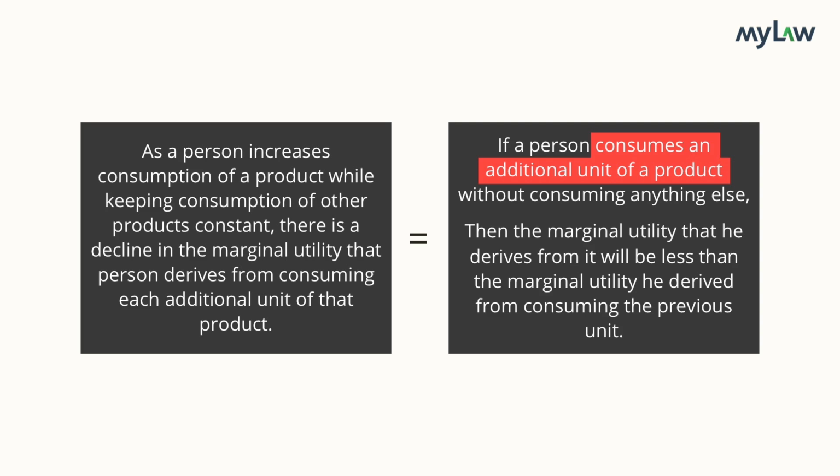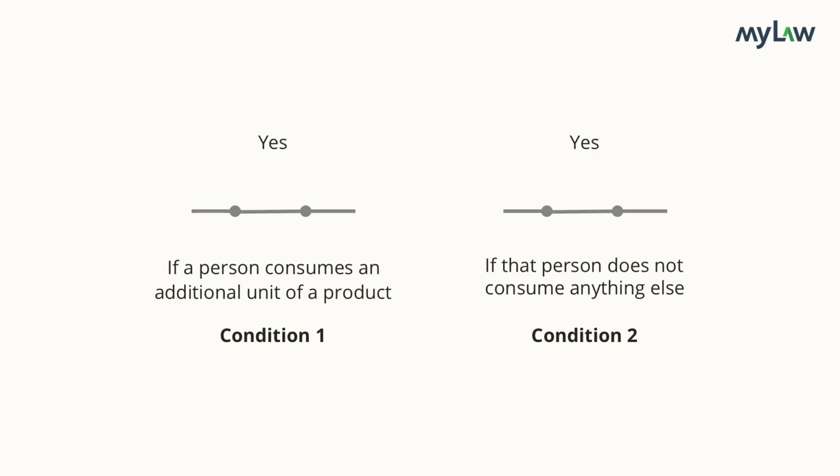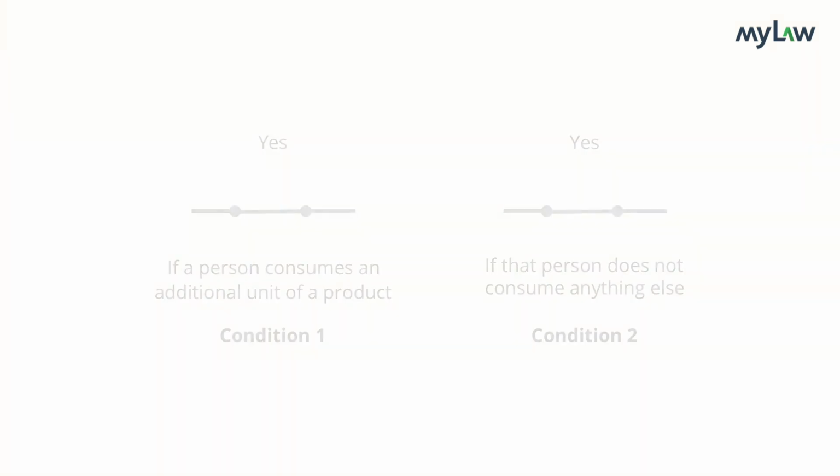One, has a person consumed an additional unit of a product? Two, has that person consumed any other product? These two conditions need two different switches. Now, think back to the method that we learned in the last video. What do you think we should be doing when we come across two switches? Yes, if you remember the lessons from the last video, you will know that we should figure out the relationship between these two switches. Let's look again and find out the relationship.